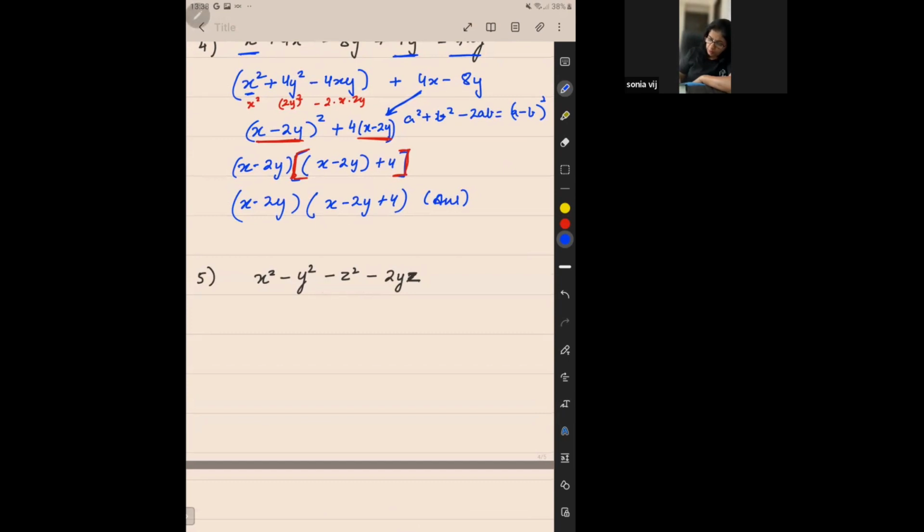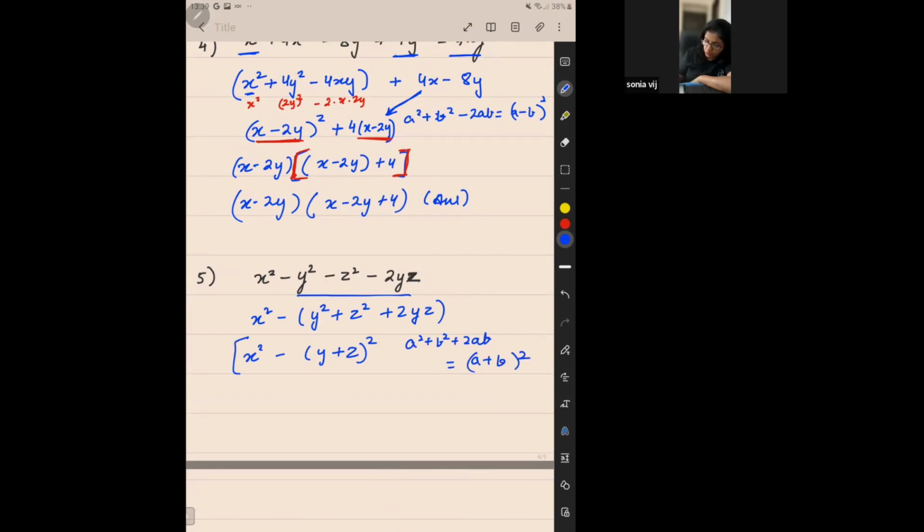So let's see this. These three form an identity. So I take minus sign common, y square plus z square plus 2yz. I can see the identity can be applied here. So x square minus y plus z whole square. Identity used: a square plus b square plus 2ab is equal to a plus b whole square.